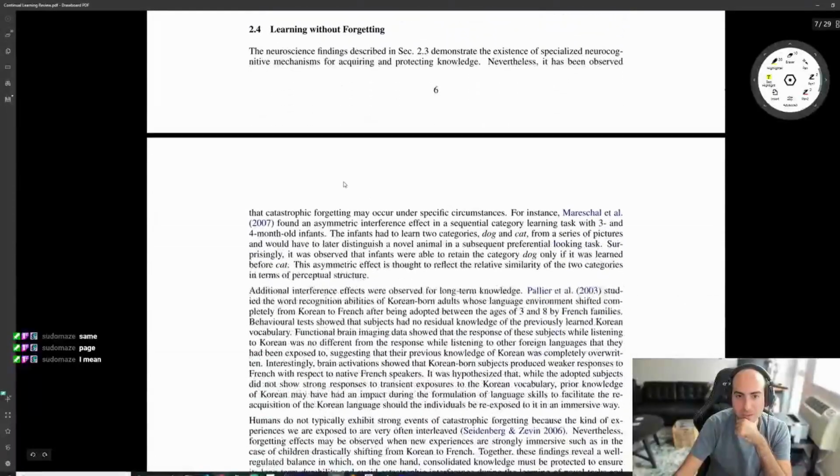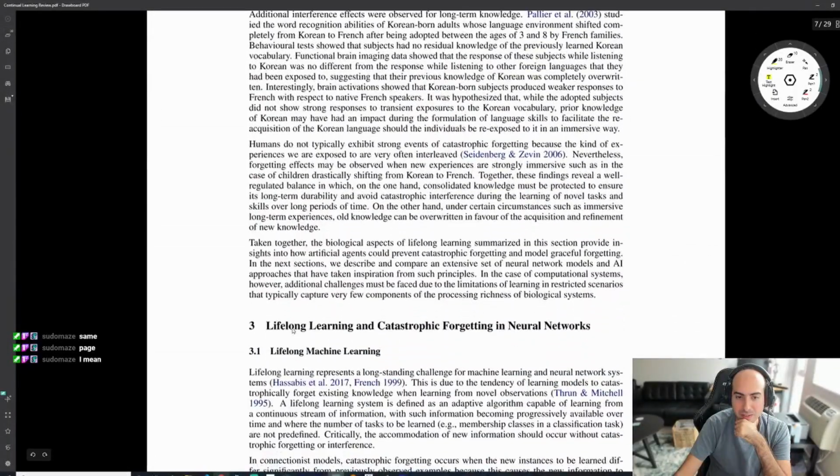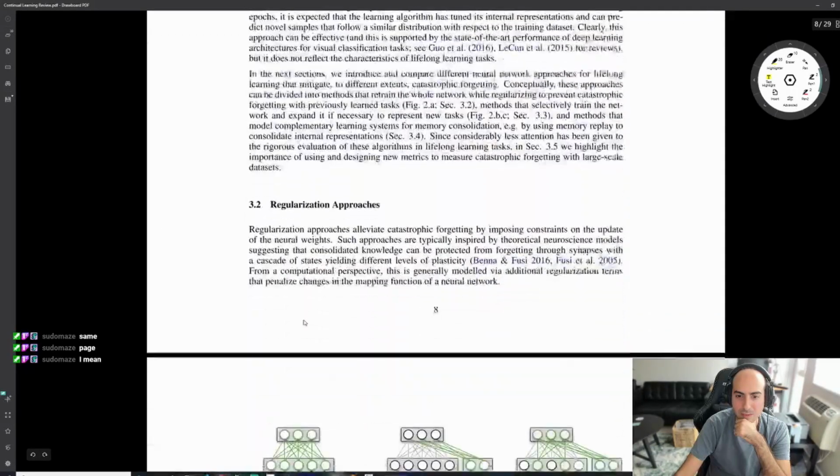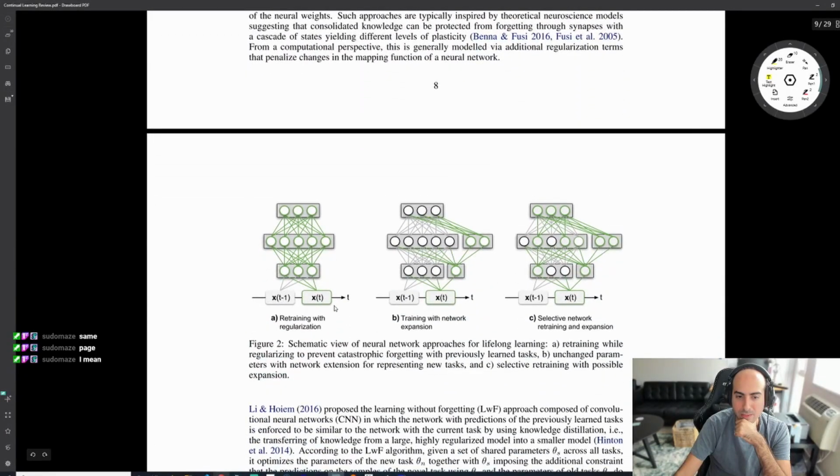So learning without forgetting, lifelong learning, catastrophic forgetting. All right, so training with network expansion, selective network retraining and expansion. Okay, I think this is interesting actually.